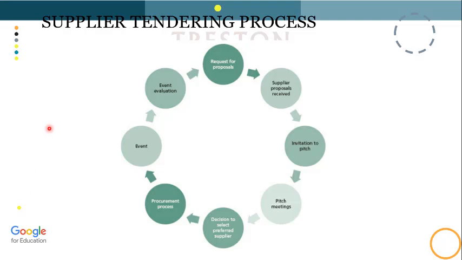So looking at this model, you have the supplier tendering process. So normally, this is how you get quotations or proposals from your suppliers. So you could source out different suppliers to create the best experience for your event. So your request for proposal, suppliers' proposals are received. So as you go through this, you would have procurement for the process or the service, and then they would provide you the service for that event, and then they would be part of your event evaluation.